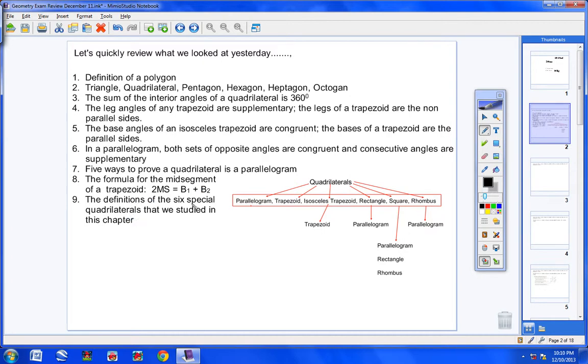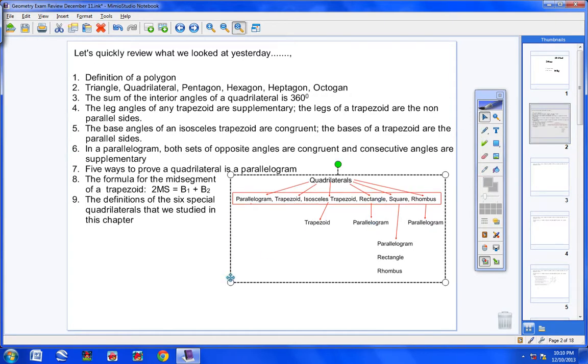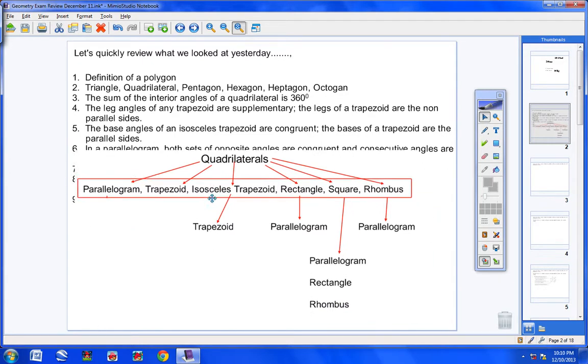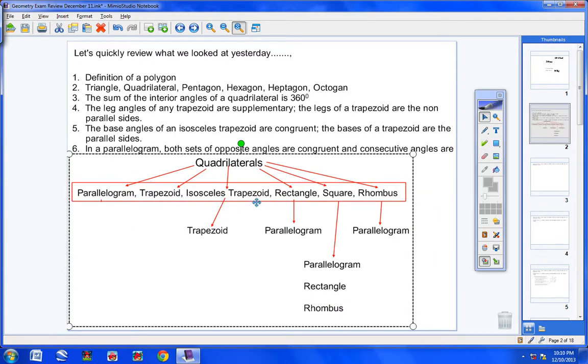Number 9, know the definitions of the 6 special quadrilaterals that we studied in this chapter. And what are the 6 special quadrilaterals? Well, I'm glad you asked. They are right here in front of you. And here they are: parallelogram, trapezoid, isosceles trapezoid, rectangle, square, and rhombus. And then know these different things about them, which will probably help you with some of the problems on the test.